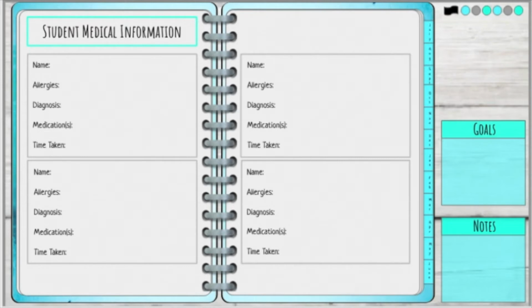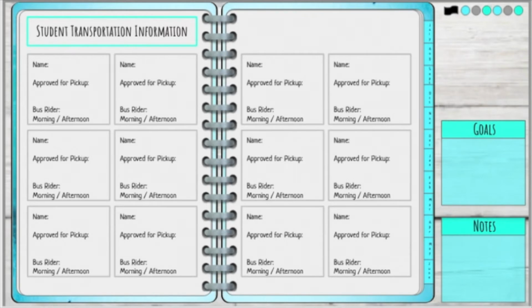You can put the name, allergies, diagnosis, medications, time taken. And again, this is private information. None of the students need to know it. They won't get a hold of a piece of paper that you randomly leave laying on your desk with this information. It's in one place. It's only for you, and it will help you understand and remember who takes medication, when they take it, and what they take it for.